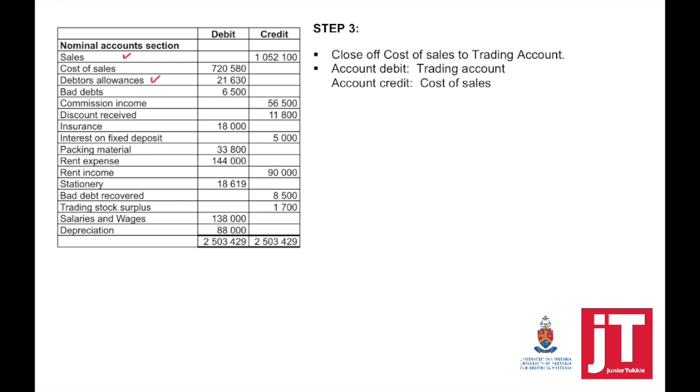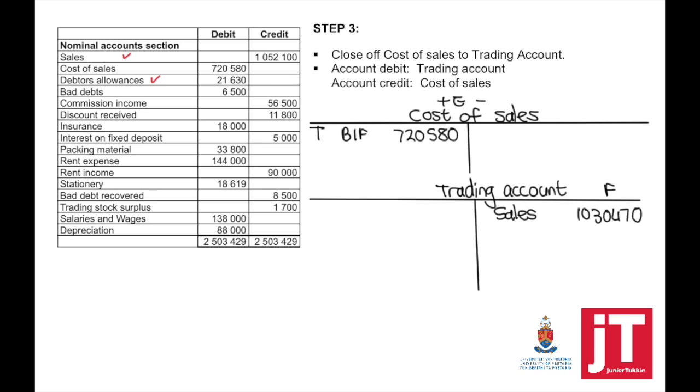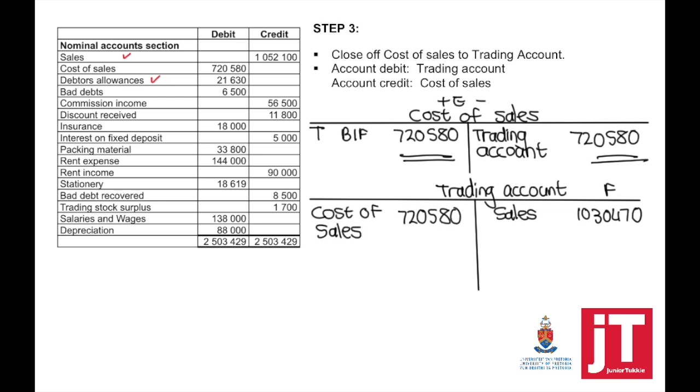Step number 3, close off cost of sales to the trading account. So if I'm looking at cost of sales, it is regarded as an expense, which means the total brought forward is on the debit side. To close this off to the trading account, we are going to credit cost of sales so that the trading account can be debited.